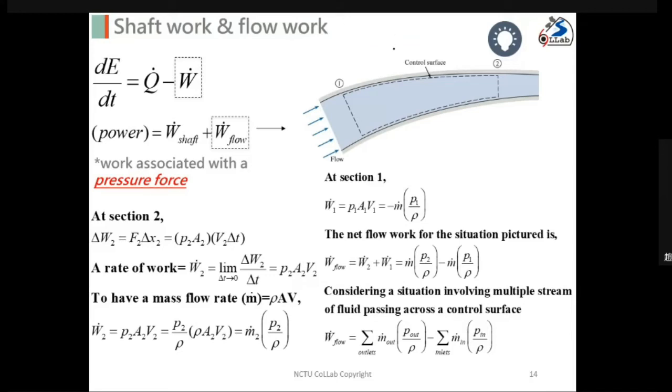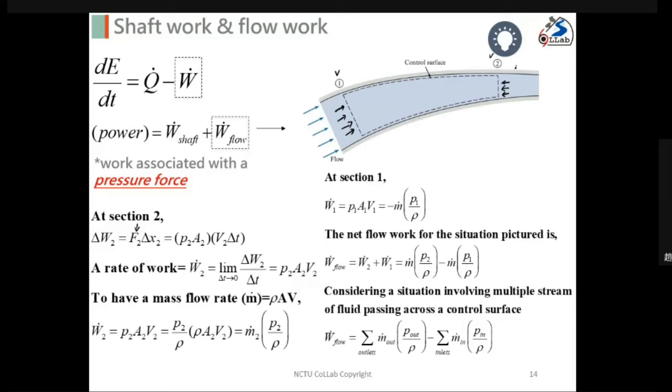And we focus on the second item, the W flow rate. This is actually the work associated with a pressure force. So for a laminar flow, we just consider our flow condition as pipe flow. We have cross section 1 and cross section 2. Because it's an inner pipe, we have the pressures at cross section 1 and cross section 2.